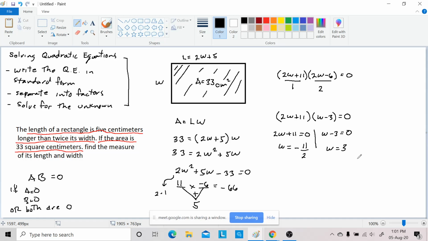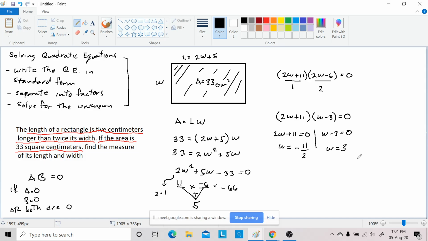3. Why 3? Because in length measurements there is no negative. Oh, but both of them are correct according to our solutions. But measurement cannot be negative. Okay, very good. Measurements cannot be negative.